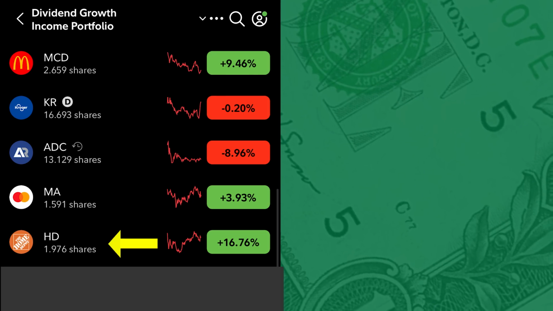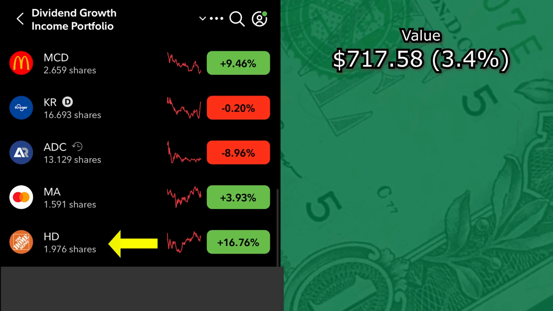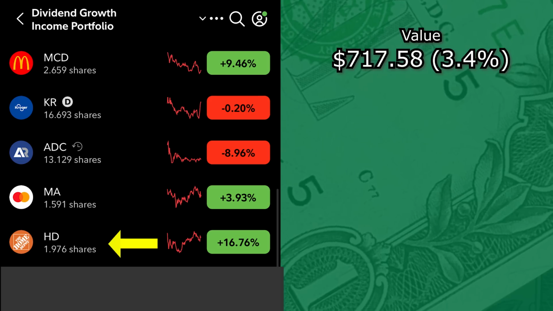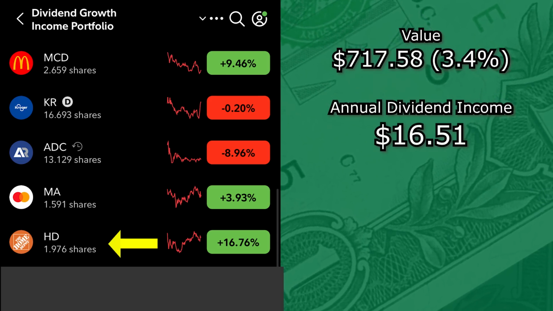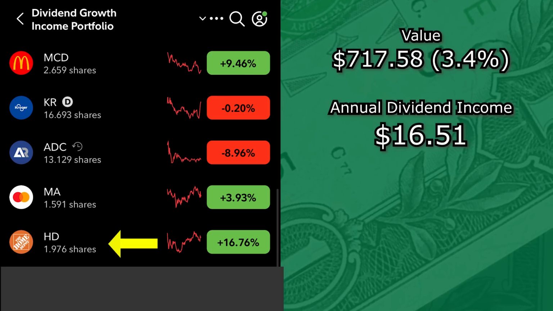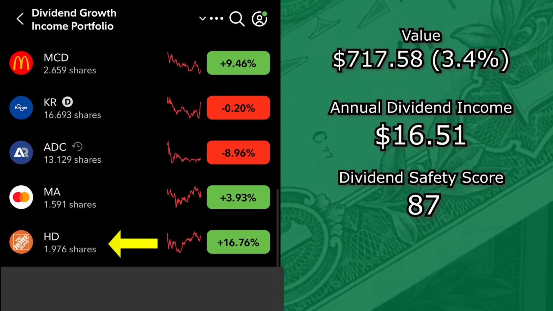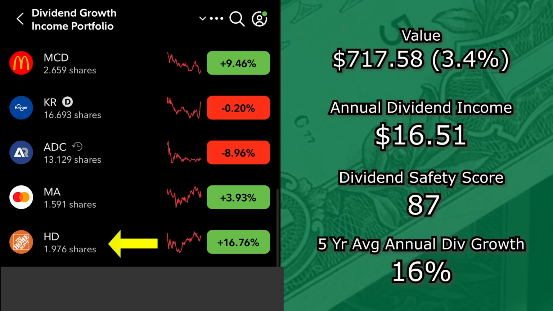I have 1.976 shares of Home Depot, valued at $717.58. It makes up 3.4% of the portfolio. I am up 17% on this investment. It also pays me $16.51 in estimated annual dividend income. Shares today are yielding about 2.3%. Home Depot has a dividend safety score of 87 and a 5-year average annual dividend growth rate of 16%. And the last time they announced a raise, about a year ago, was at 10%.